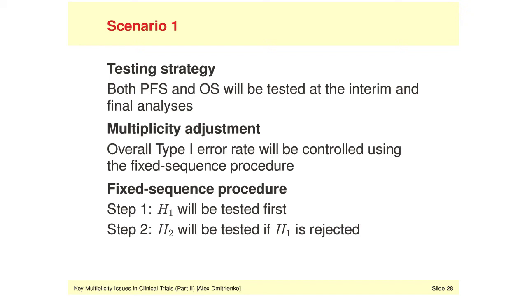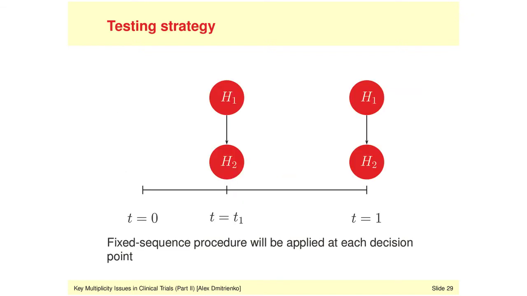The overall type 1 error rate probability for this source of multiplicity, for the analysis of several endpoints in this trial, will be controlled using the fixed sequence testing procedure, which means that we're going to begin with the test for H1. That's the hypothesis that corresponds to progression-free survival. And if there's evidence of a significant effect on PFS, we're going to step down and take a look at the hypothesis H2, which means that we're going to evaluate the amount of evidence to claim a significant effect on overall survival. This fixed sequence testing strategy is depicted in this diagram.